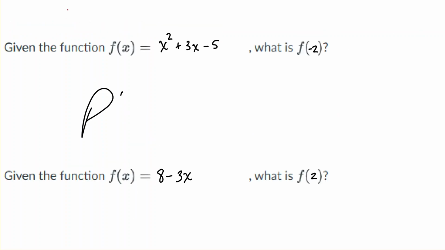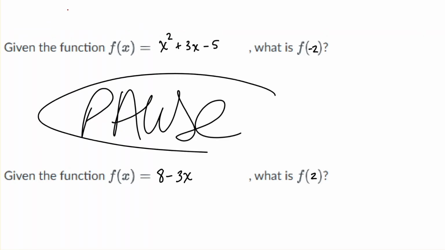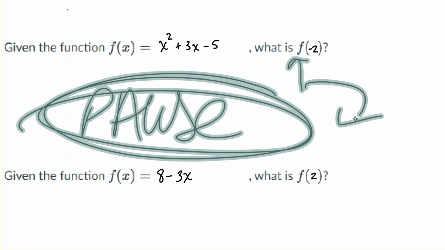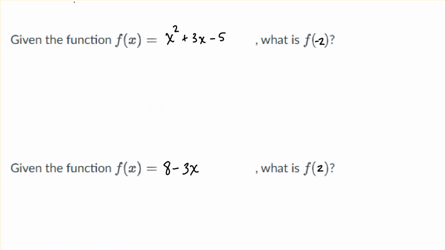Okay, why don't we attempt these next two problems? Remember to pause, try this one, and then unpause to check your work. So when reading this function notation, we know to look at what the input is. And remember, the input is what's inside the parentheses. That is what your x has become. So everywhere there's an x in the equation, I need to replace that with a -2.